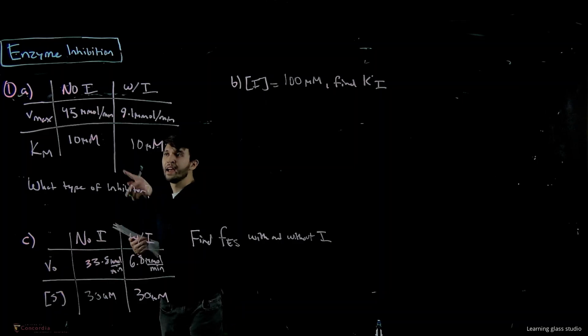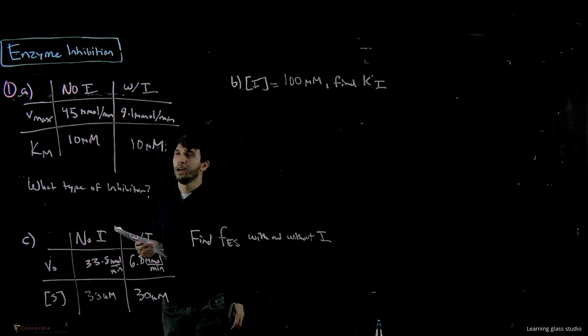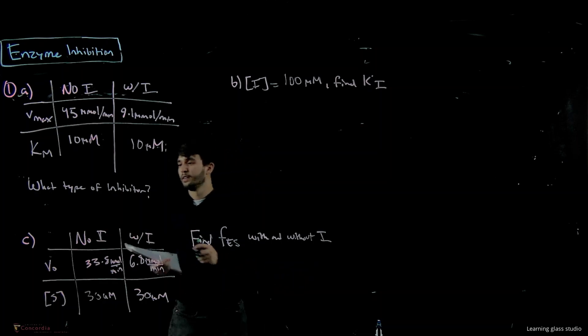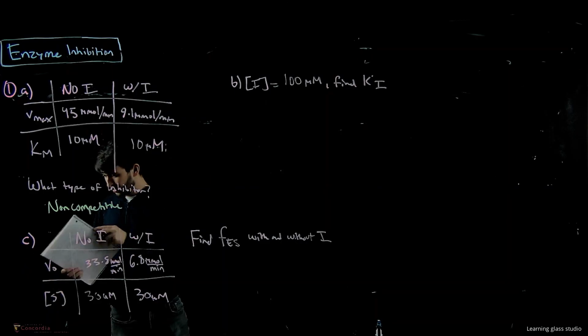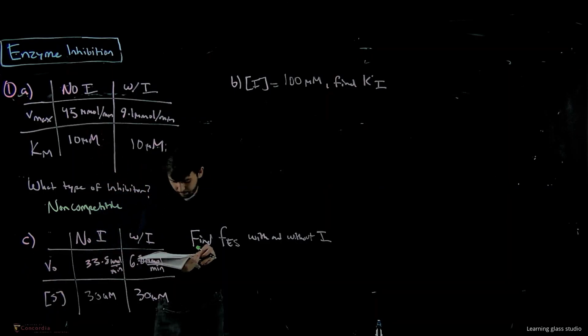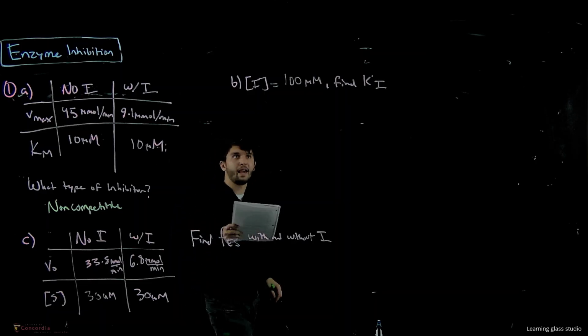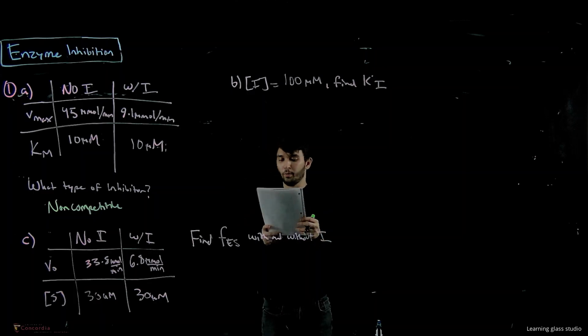So you find that Km is the same with no inhibitor and with the inhibitor. So it's 10 micromolar. However, Vmax decreases a lot with the inhibitor. So if Vmax is decreasing but Km is the same, this means it's a non-competitive inhibitor. Right? So non-competitive inhibitor. Next up, we need to find the Ki given that the inhibitor concentration is 100 micromolar.